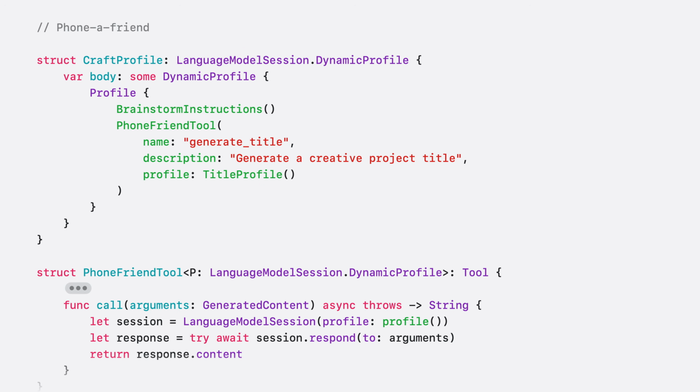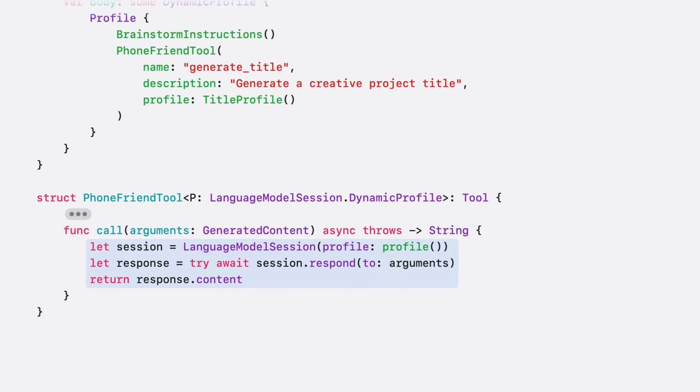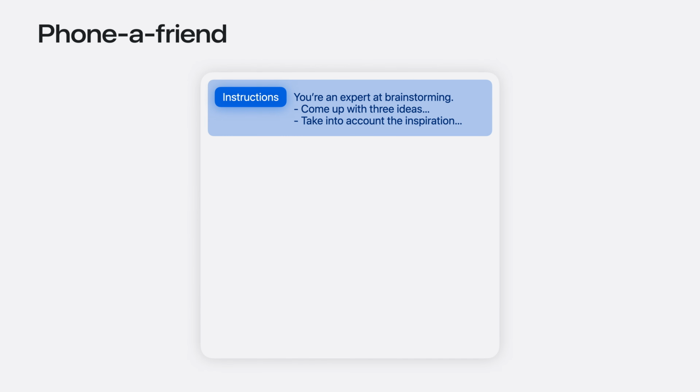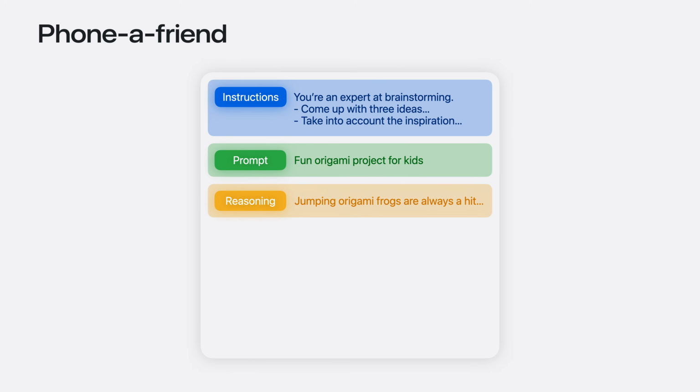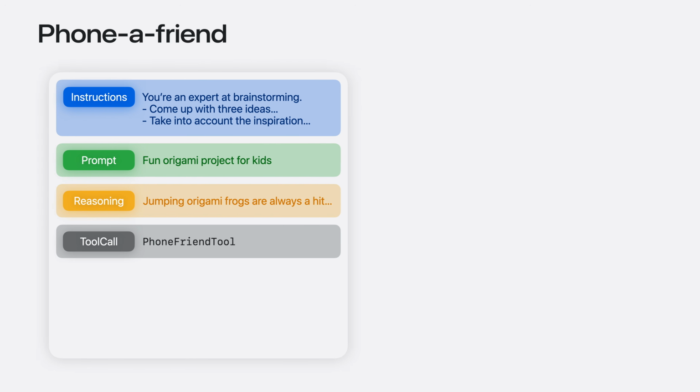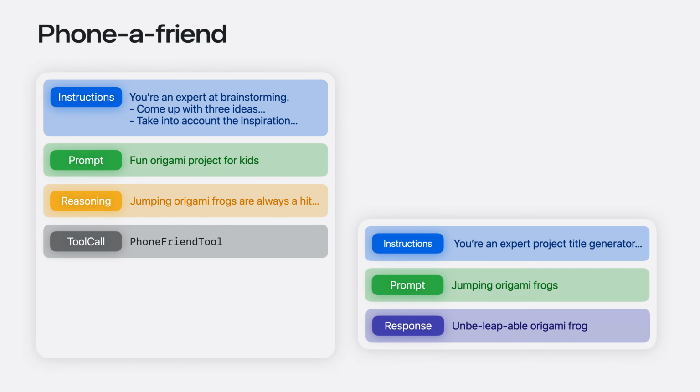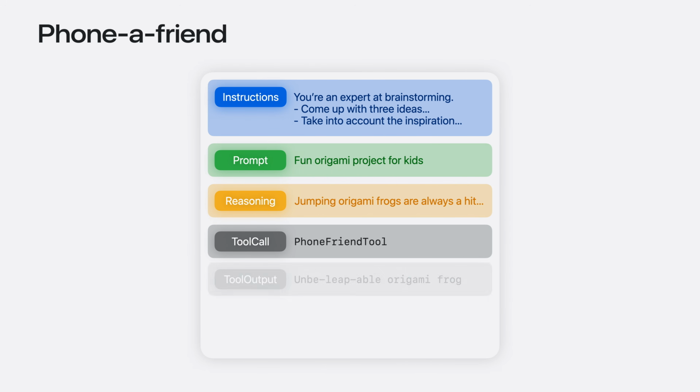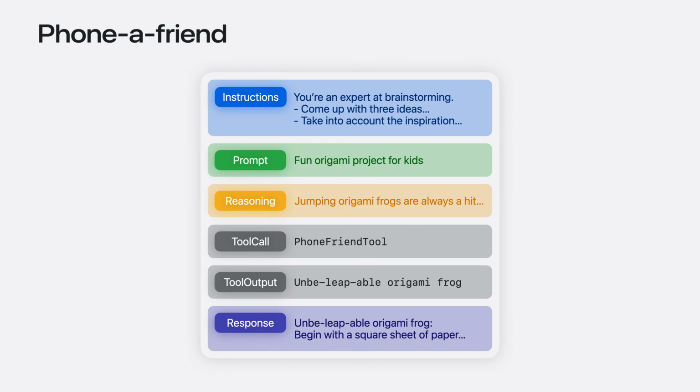In the phone-a-friend pattern, you also rely on tool calling. The key difference is that instead of toggling a variable, the tool spawns a short-lived session. If we ask for a fun project for kids, the model may reason that it needs a title for the project and call its phone-a-friend tool to consult with the title profile. The phone-a-friend tool spawns a new session with an independent transcript, prompts it, and then delivers the response back as tool output. The child session disappears, and the parent session produces the final response.